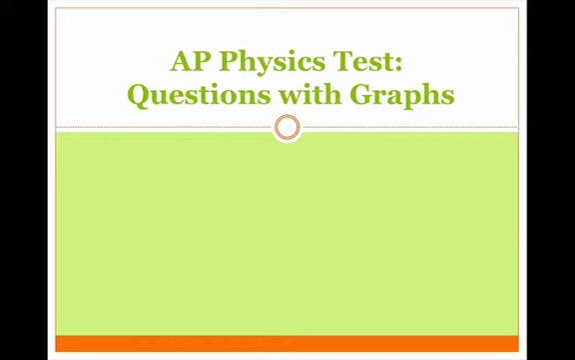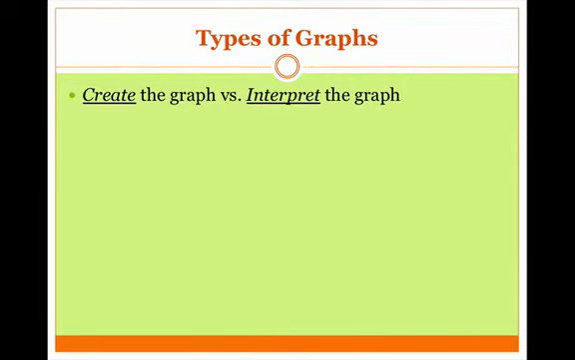There's a lot of little nuanced and nitpicky things that the scorers are looking for, and I want to go over those here. When you get a graph, there's two things they could make you do with it. You could either be given a set of data and be asked to create the graph, or you could be given a graph and be asked what it means, to interpret that.